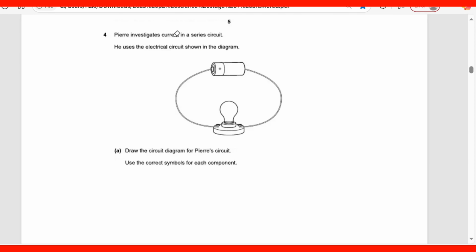Pierre investigates current in a series circuit. He uses the electrical circuits shown in the diagram here. A. Draw the circuit diagram for Pierre's circuit. Use the circuit symbols for each component.